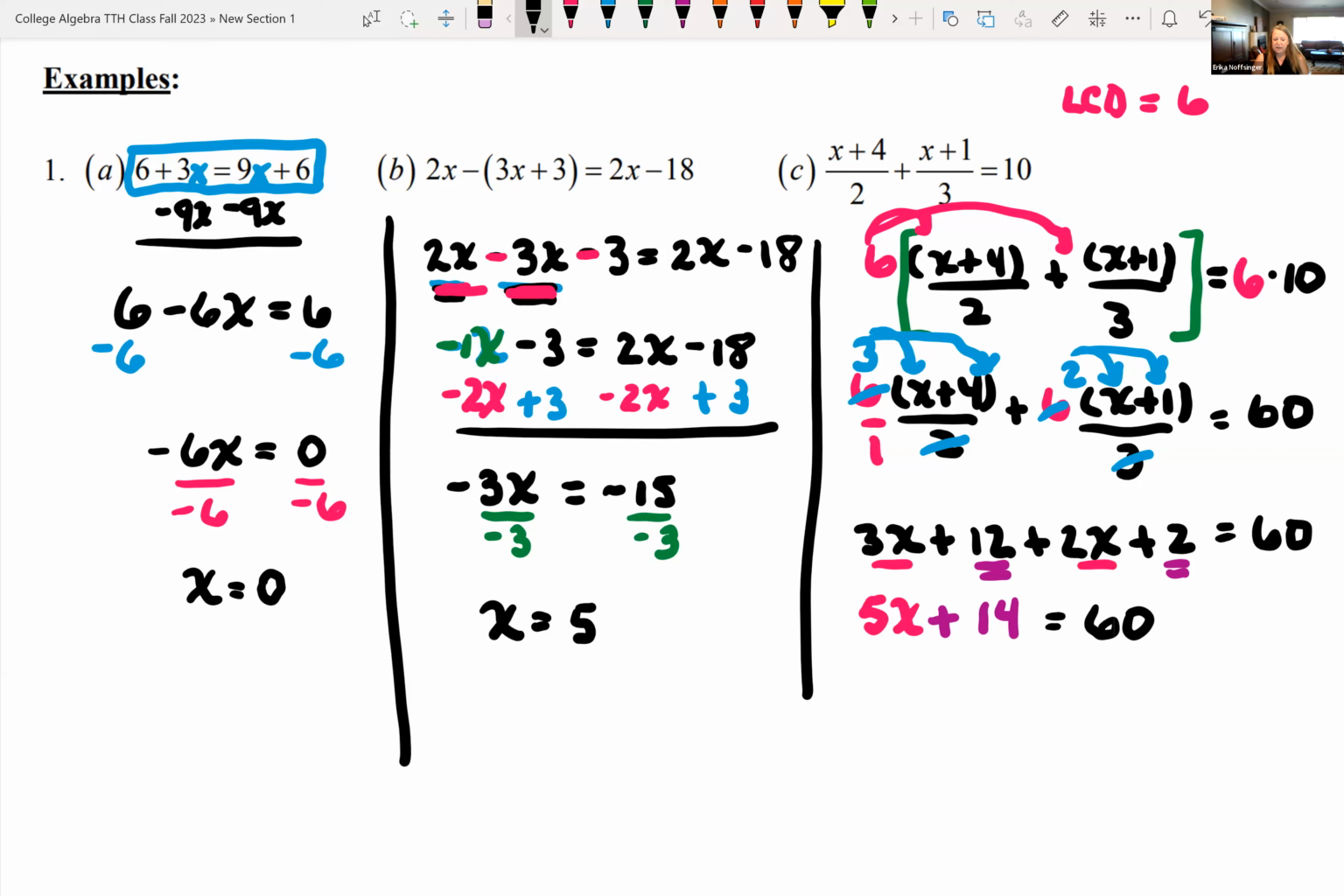And now this is where we're getting the variable to one side and the constants to the other. So I don't want that plus 14 on the left-hand side. To get rid of that addition, we're going to do the opposite, which is minus. So I'm going to subtract 14 on both sides. Bringing down my 5x, 14 minus 14 is 0, I'm not going to write 0. And then 60 minus 14 is 46.